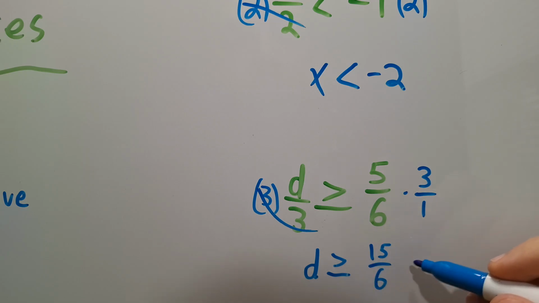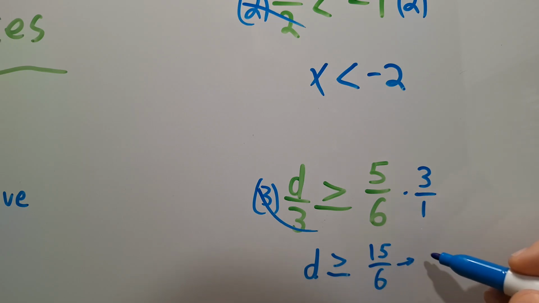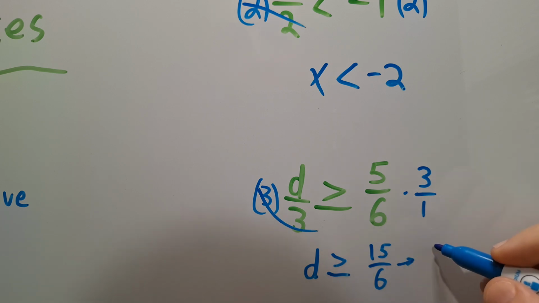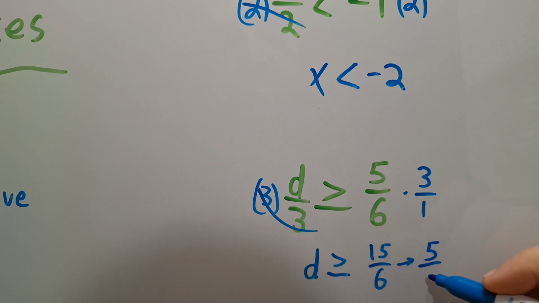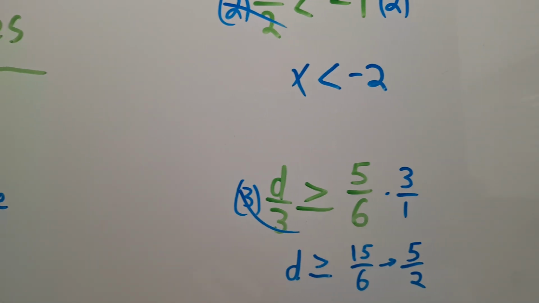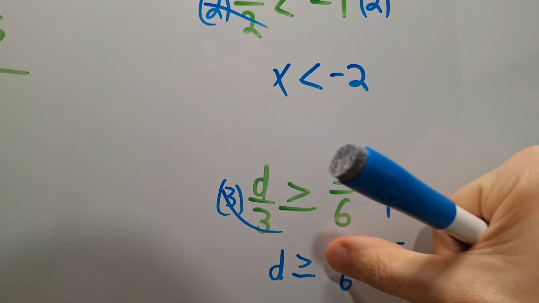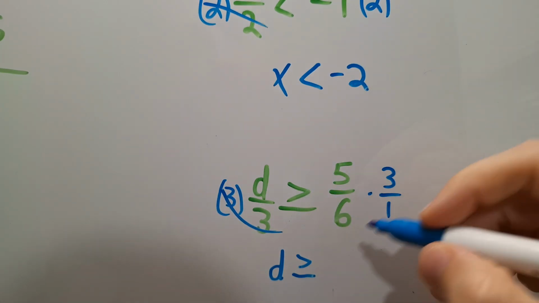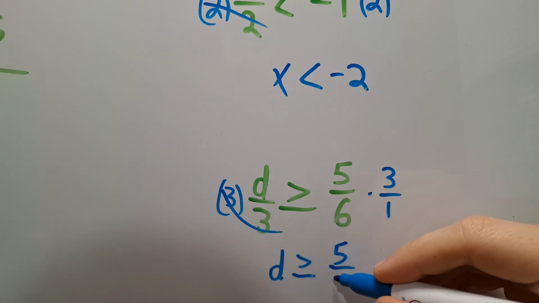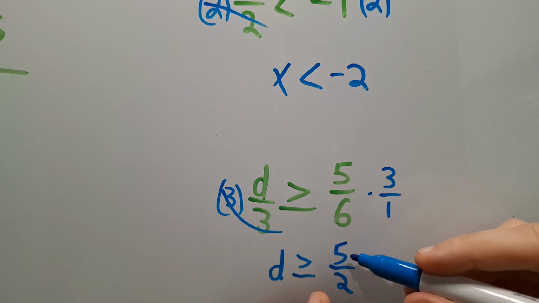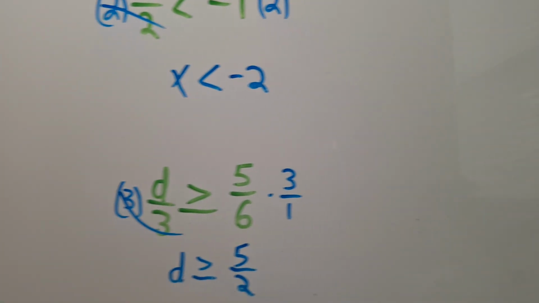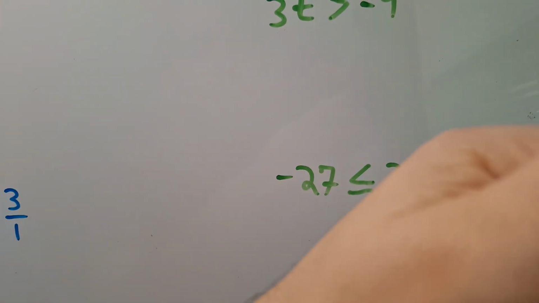But this can be rewritten because 15 and 6 are both divisible by 3, so let's divide them both by 3. That gives us 5 over 2. So what I'll do is I'll just rewrite that over here. 5 over 2, or you can say this as 5 halves. D is greater than or equal to 5 halves. Two more over here.